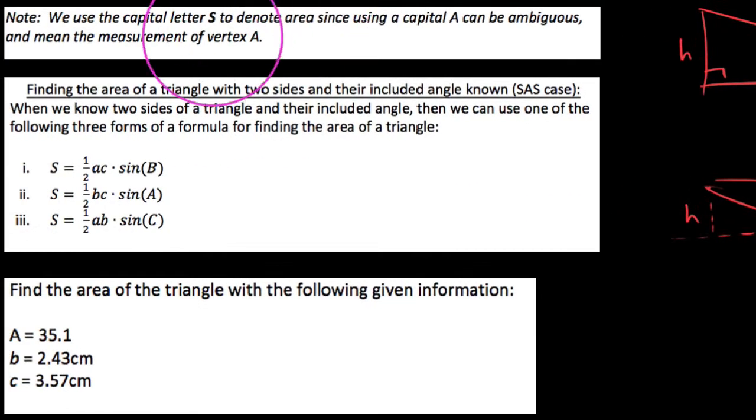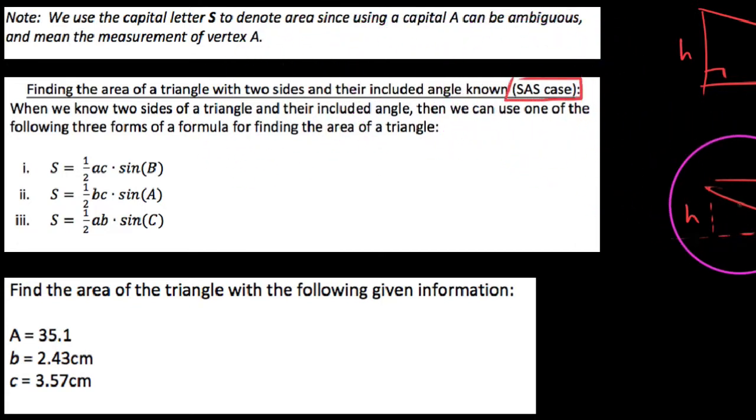So in this first video, a few things I want to point out. First of all, we use the capital letter S in all of our formulas today to denote the area of the triangle, since if we were to use the capital letter A, we might think that it would be easily confused with, say, vertex A. So the case we're going to start with in this first video is our side angle side case.